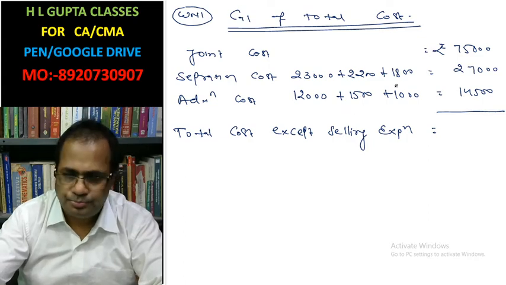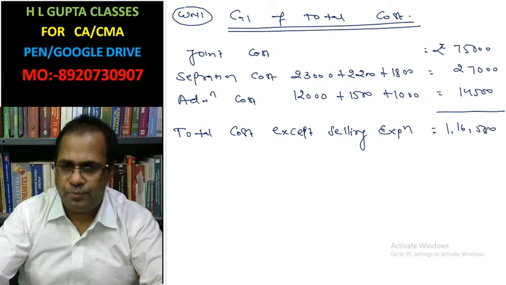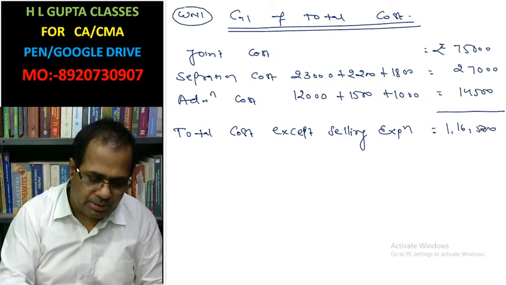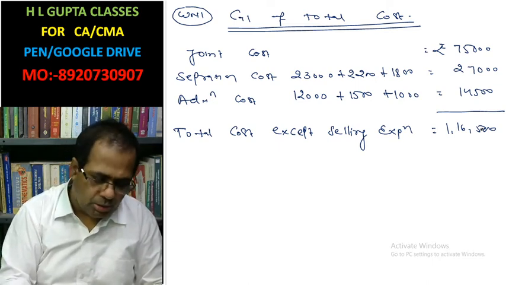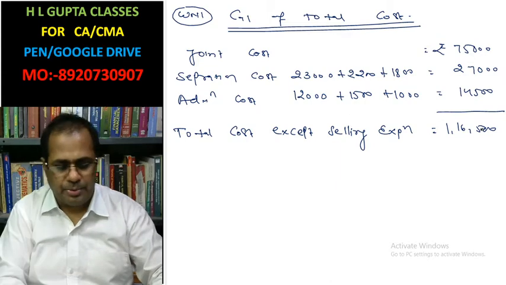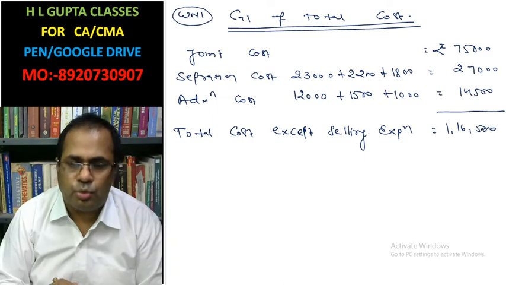Adding these all, you have a total cost of 1,16,500. What is this? I am going to add 75,000 plus 27,000 plus 14,500, which gives 1,16,500. Now I'm going to calculate the total profit.